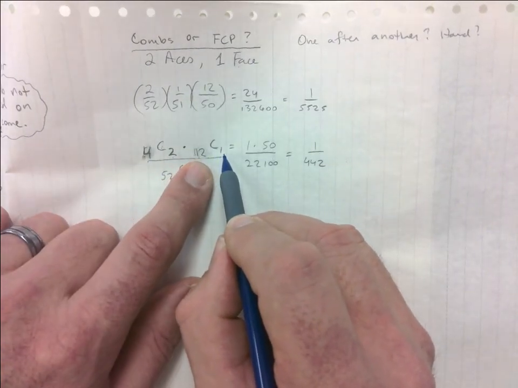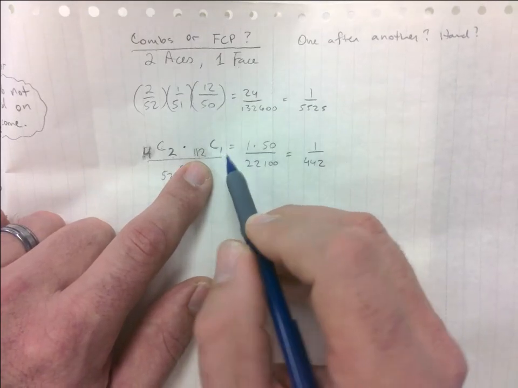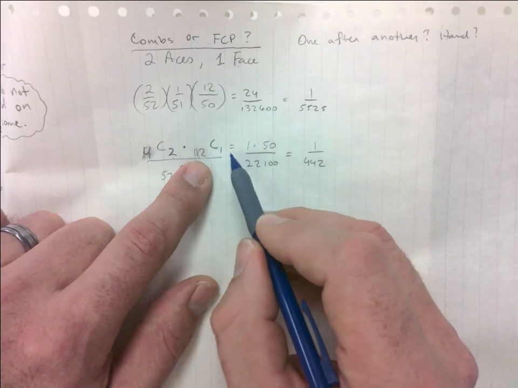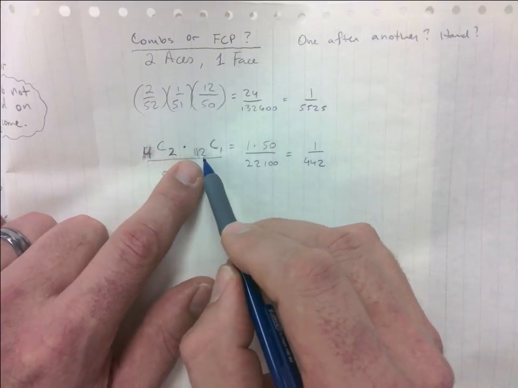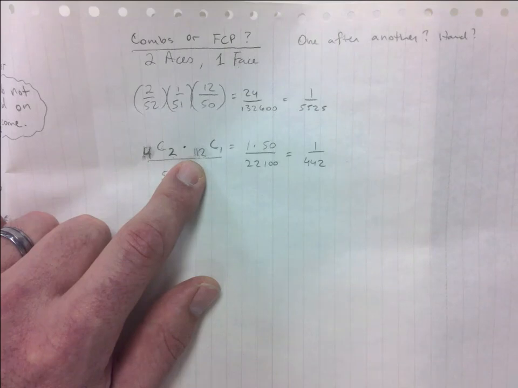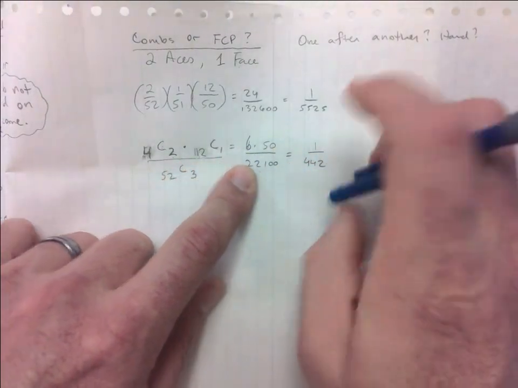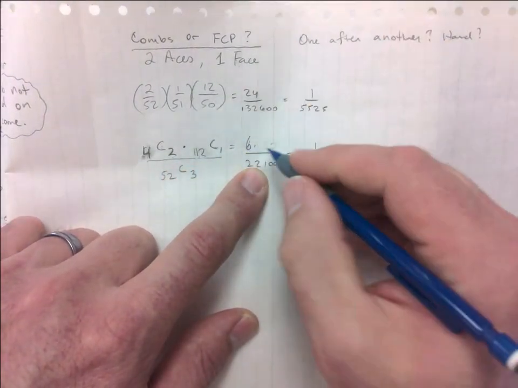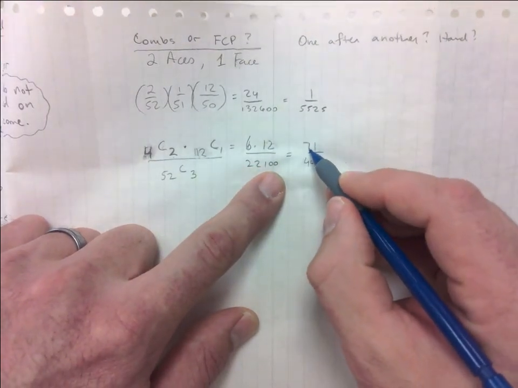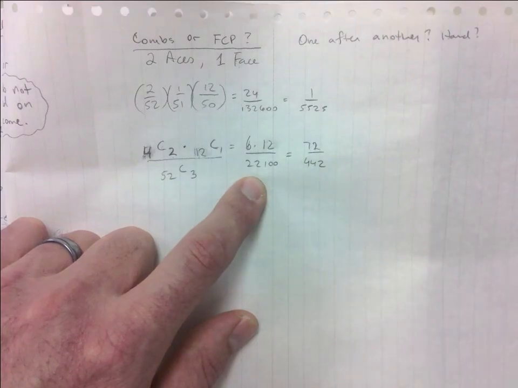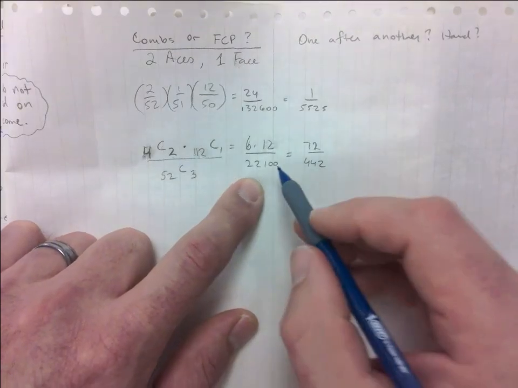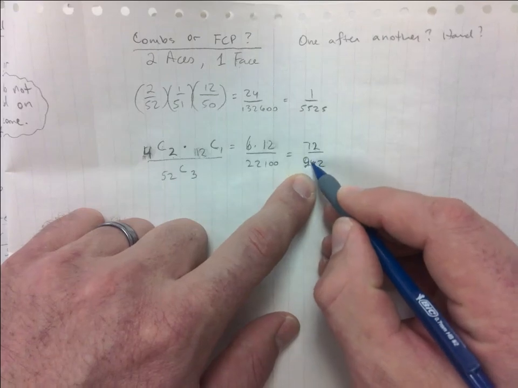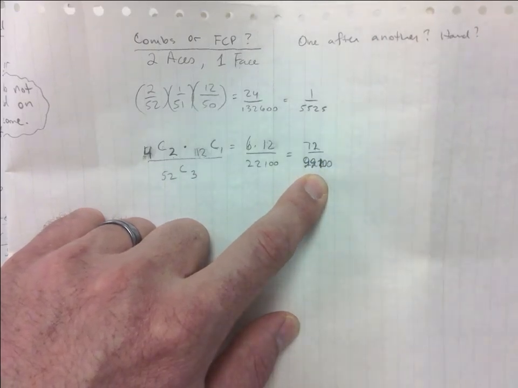So technically, there are still more cards, right? 36 cards. But I'm going to choose none of them. So I'm just going to focus on, from the 4 aces, I choose 2. From the 12, I choose 1. So 4 choose 2 is 6. 12 choose 1 is 12. And that's 72 over 52 choose 3. It's 22,100. So I'm going to make this a 22,100 here.